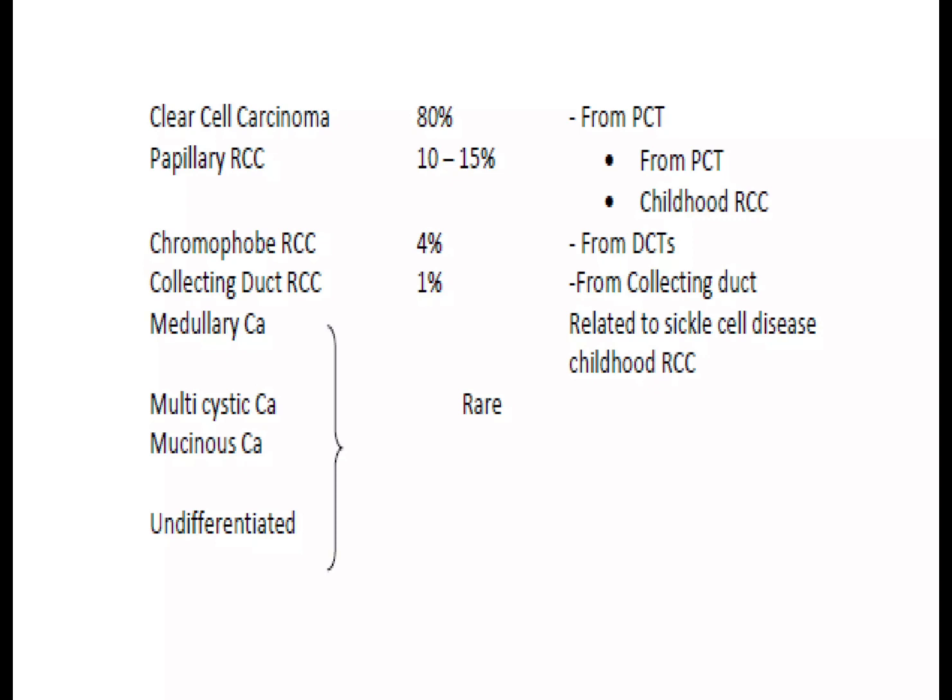and that arises from the proximal convoluted tubule, and then papillary RCC, which is the next most common, and that is 10 to 15%. It also arises from the proximal convoluted tubule, and it is a childhood RCC. The remaining are chromophobe and collecting duct RCC, and multicystic, mucinous, and undifferentiated, which are very rare tumors. But medullary carcinoma is important as it occurs in patients with sickle cell disease.